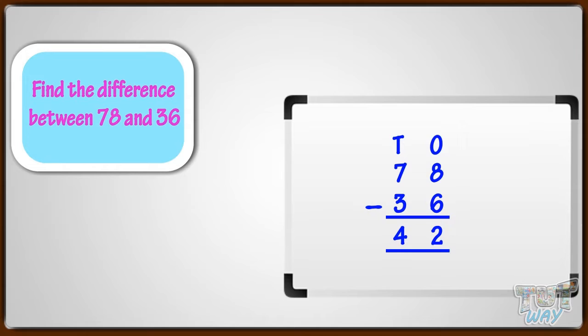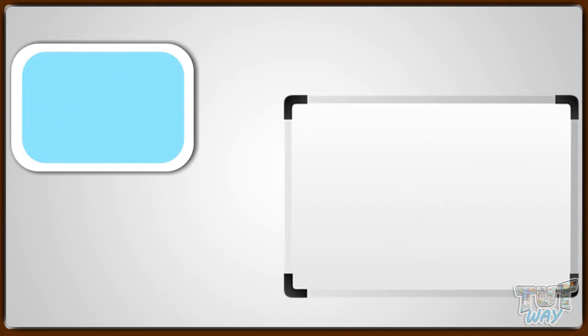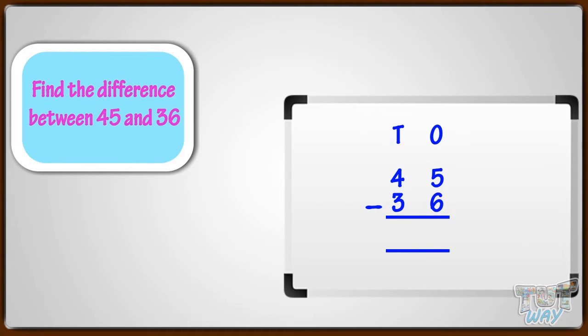So kids, you already know how to subtract. Now, let's learn more on subtraction. You have to subtract 36 from 45. First, find the difference between the numbers at ones place. 5 minus 6. Oops! We can't subtract 6 from 5 because 6 is bigger than 5.